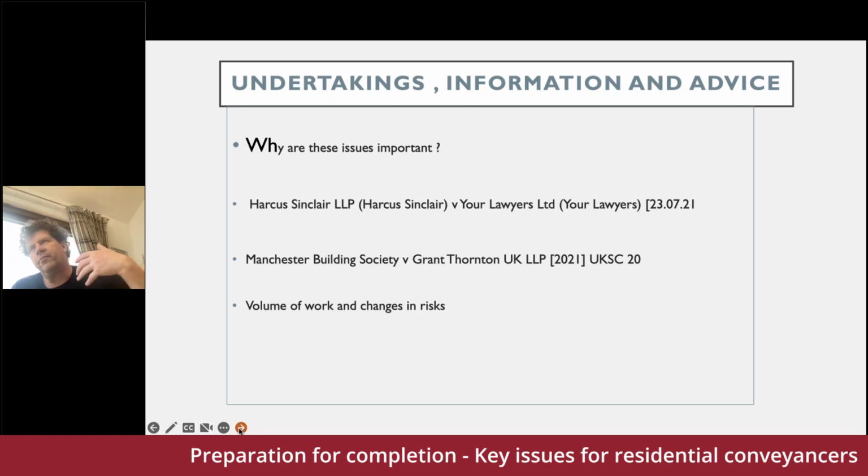When we're providing information and explanation to clients, we should be highlighting areas of risk, whether that risk be seller identity fraud, or whether it be advising clients that although we've exchanged, there's no guarantee that completion will take place.